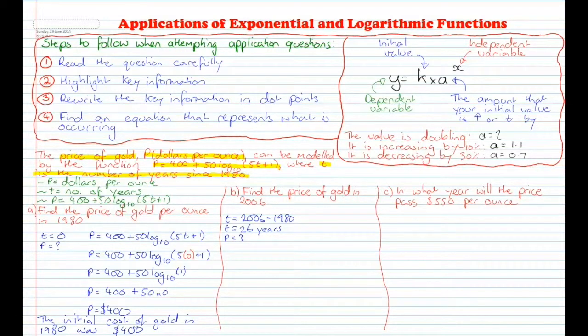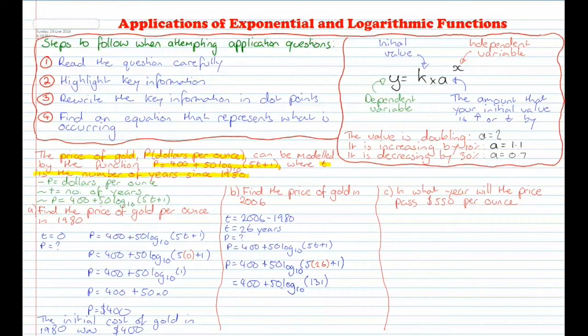So to do that, we're just going to substitute into the formula. So you get p is equal to 400 plus 50 log 10 of (5t plus 1). Now all I need to do is go through and substitute in my t is equal to 26. So I get p is equal to 400 plus 50 log 10 bracket 5, and now we're substituting t is 26, so we write 26 in brackets once again, and then we go plus 1, like so. Go through and simplify that a bit now, so you get 400 plus 50 log 10, 5 times 26 plus 1, well that's going to be 131, like so.